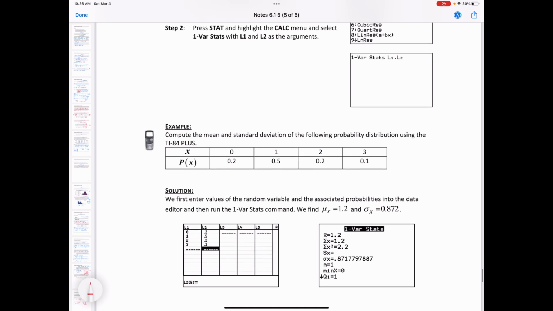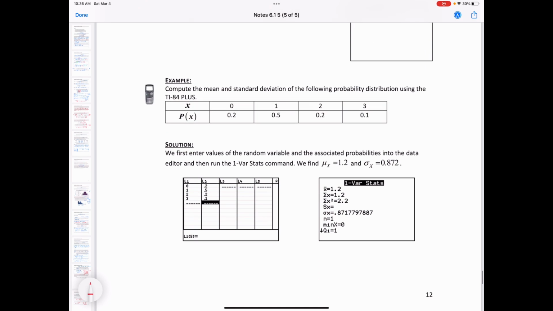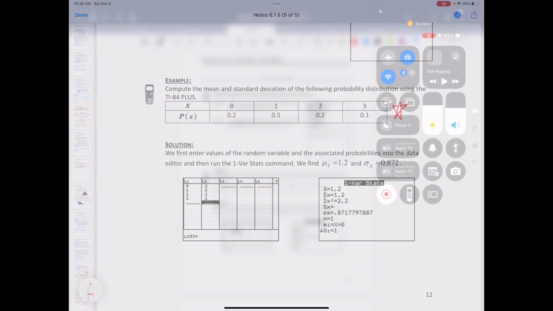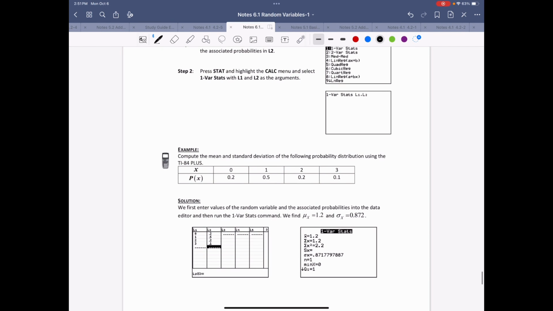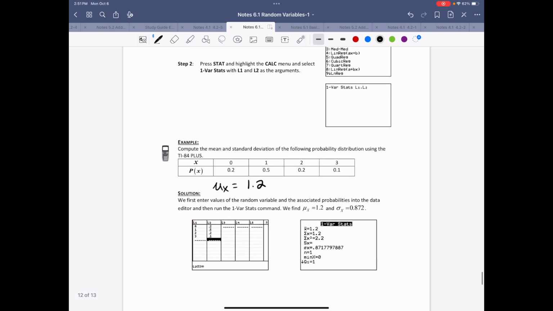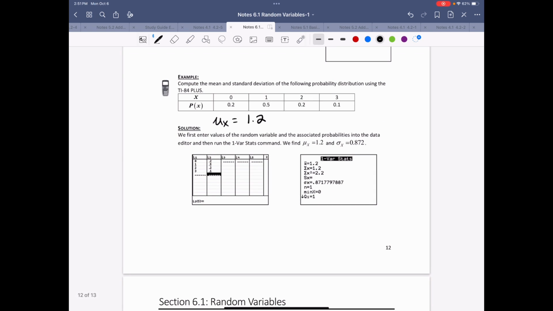All right, and I want you to look at this one. It's the same problem we did with the computer. Okay, so let's look at this one. And I'm going to show you how to do this by hand, and then I'm going to show you how to do this on the calculator. Here's the same problem that we did a little bit ago, where we found the mean, and we found mu of x to be 1.2, the expected number of defective pixels. I'm going to show you how to do the standard deviation by hand. Then I'm going to show you how to do this on the calculator.